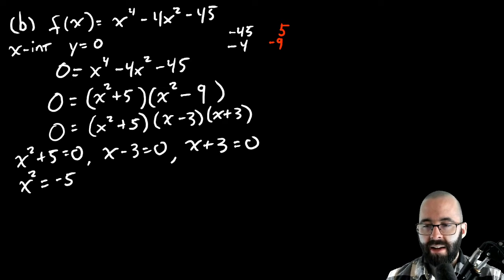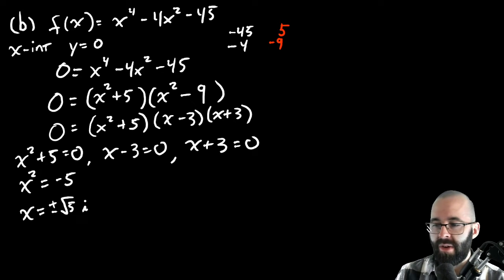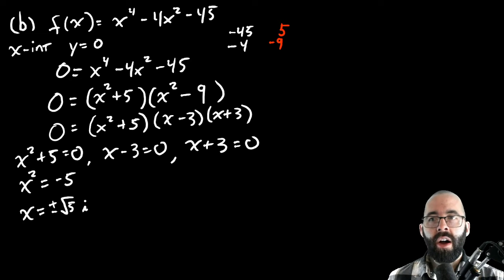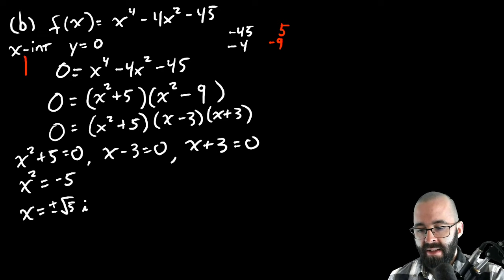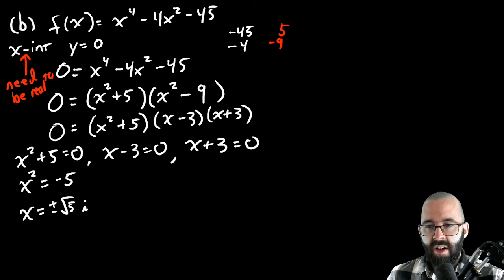X squared equals negative 5. This is going to be a complex solution. All right, that's going to be x is equal to plus or minus the square root of 5 times i. i is the square root of negative 1. So our x-intercepts, these need to be real. So yes, there is a complex solution to this equation, but no, it is not an x-intercept.